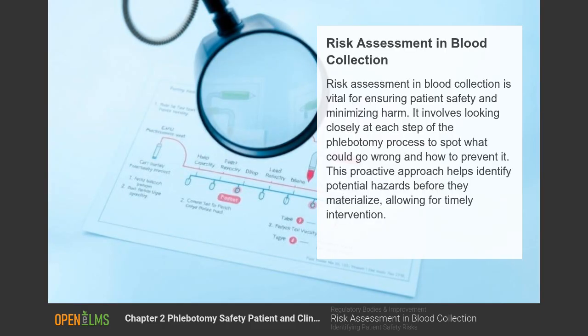Risk assessment in blood collection. Risk assessment in blood collection is vital for ensuring patient safety and minimizing harm. It involves looking closely at each step of the phlebotomy process to spot what could go wrong and how to prevent it.